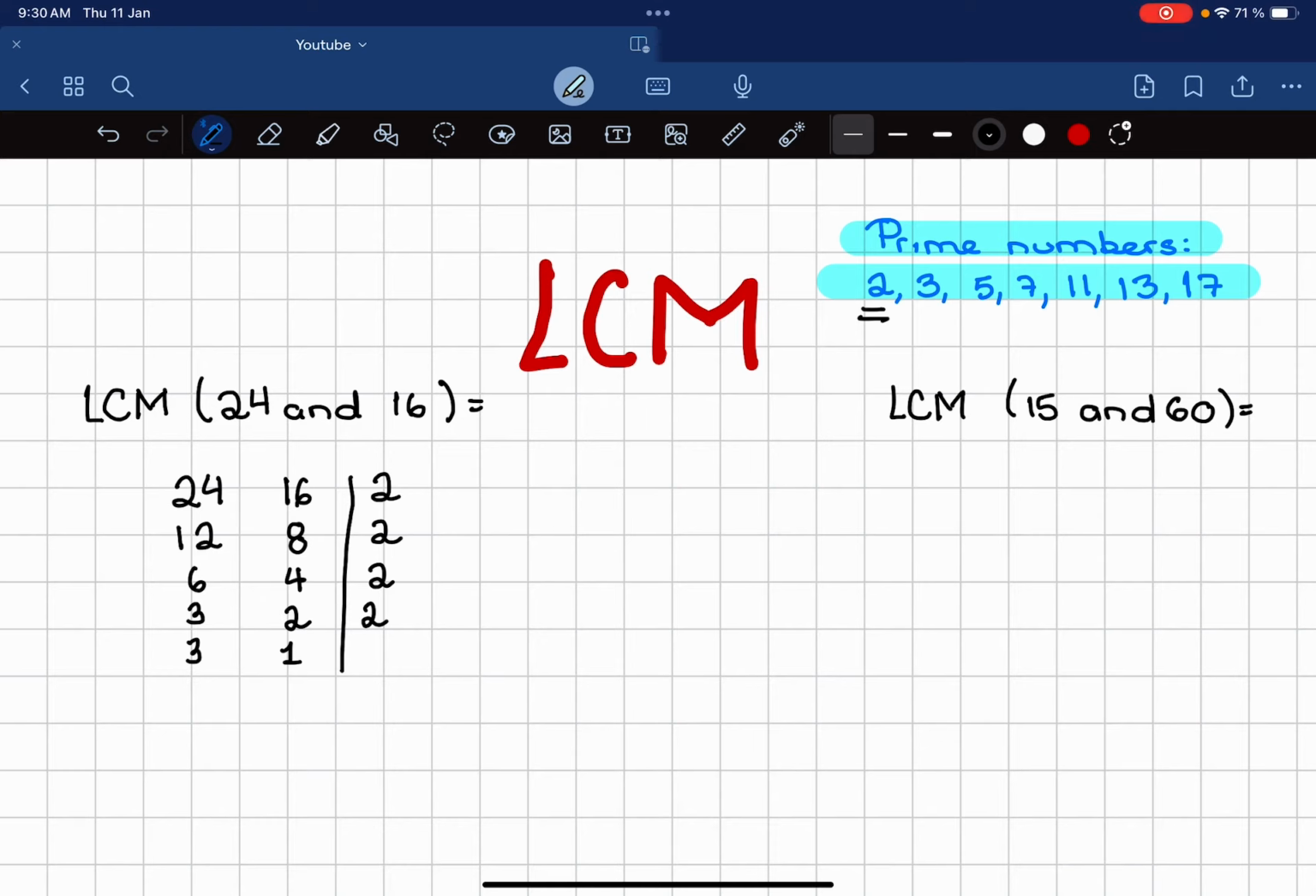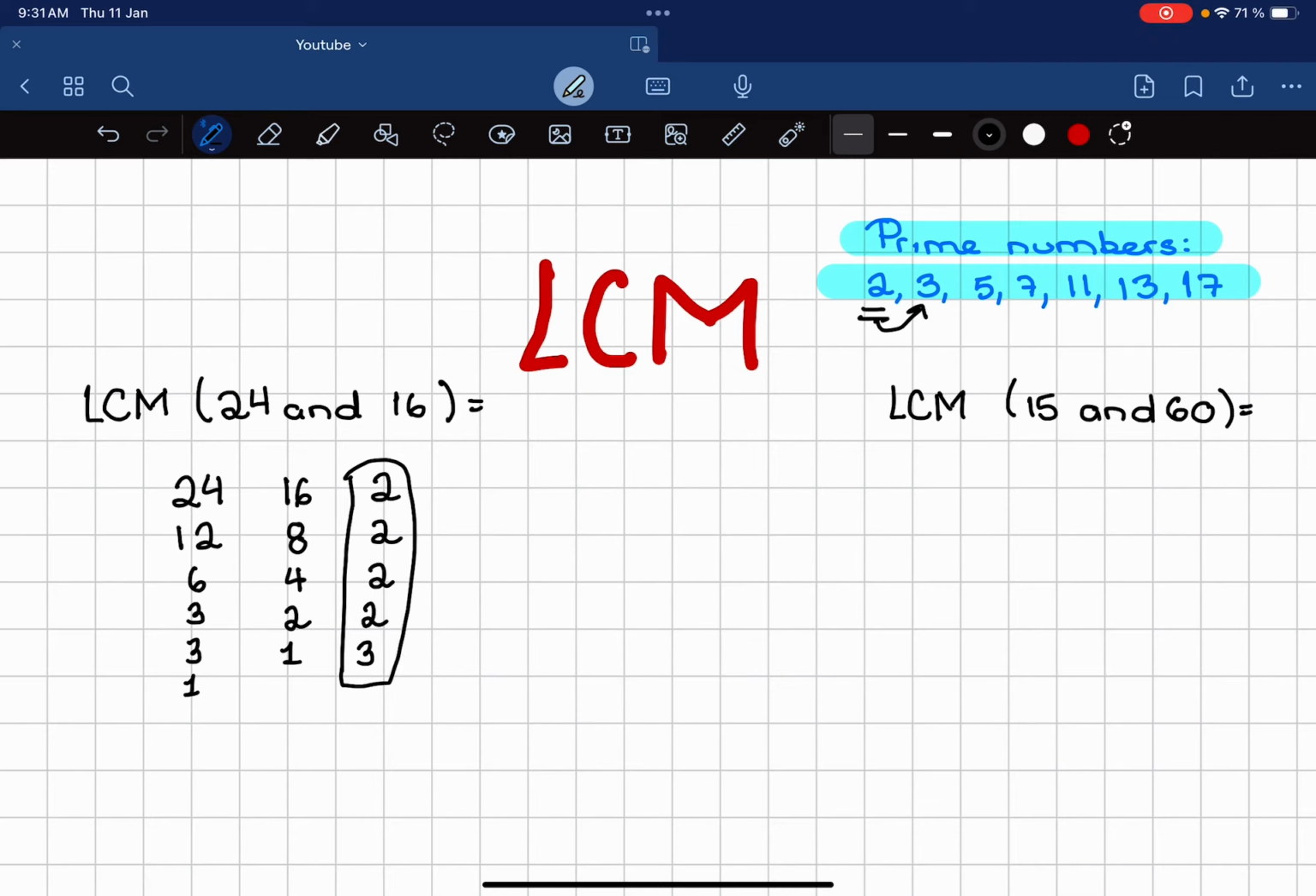So, 3, is it divisible by 2? No, so we come back to our prime numbers in the top right, and we jump to the next one, number 3. So, is 3 divisible by 3? Yes, so we put number 3 here, and then 3 divided by 3 is 1. We already finished because both numbers are already at 1. Remember that we have to divide and divide until both numbers get to 1. So in this case, we already finished, and our answer is right here in the right, in this little box.